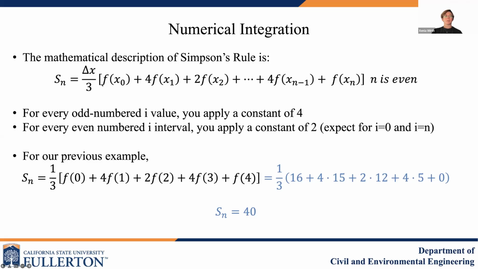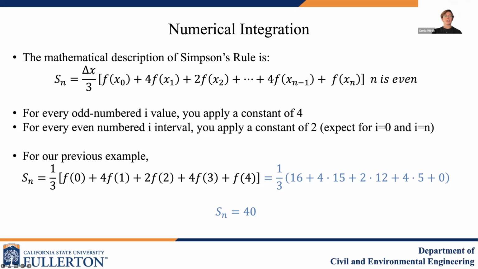So for our previous example, our x naught value, the value of x at position 0, was actually the value 0, x is equal to 0. The value of x at position 1 is x is equal to 1. You calculate the function at x is equal to 1, and you multiply that by 4. For x2, x in position 2, the value of x was actually 2. You evaluate the function at x is equal to 2 and multiply that by 2. Since x3 is an odd numbered i value, you multiply that by 4. And lastly, the last value of x is at position 4, where n is equal to 4. And then you evaluate the function at x is equal to 4, and you don't apply a constant there.